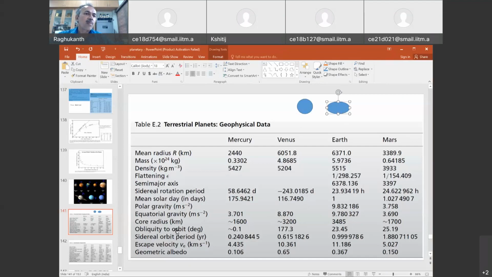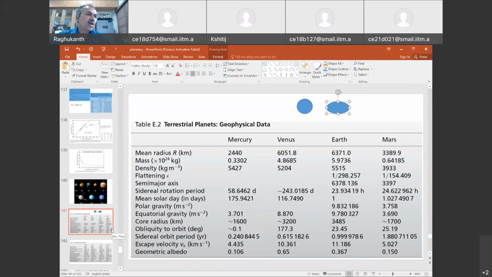Okay. Then obliquity, then sidereal orbit period. Like Earth has 1 year to rotate around the sun. How much time it takes, escape velocity, the geometric albedo. So these are very interesting parameters. It tells you the luminosity, how bright or how much light it reflects or something like that. So all these parameters have been estimated from the instruments. Okay, so these details are also available.